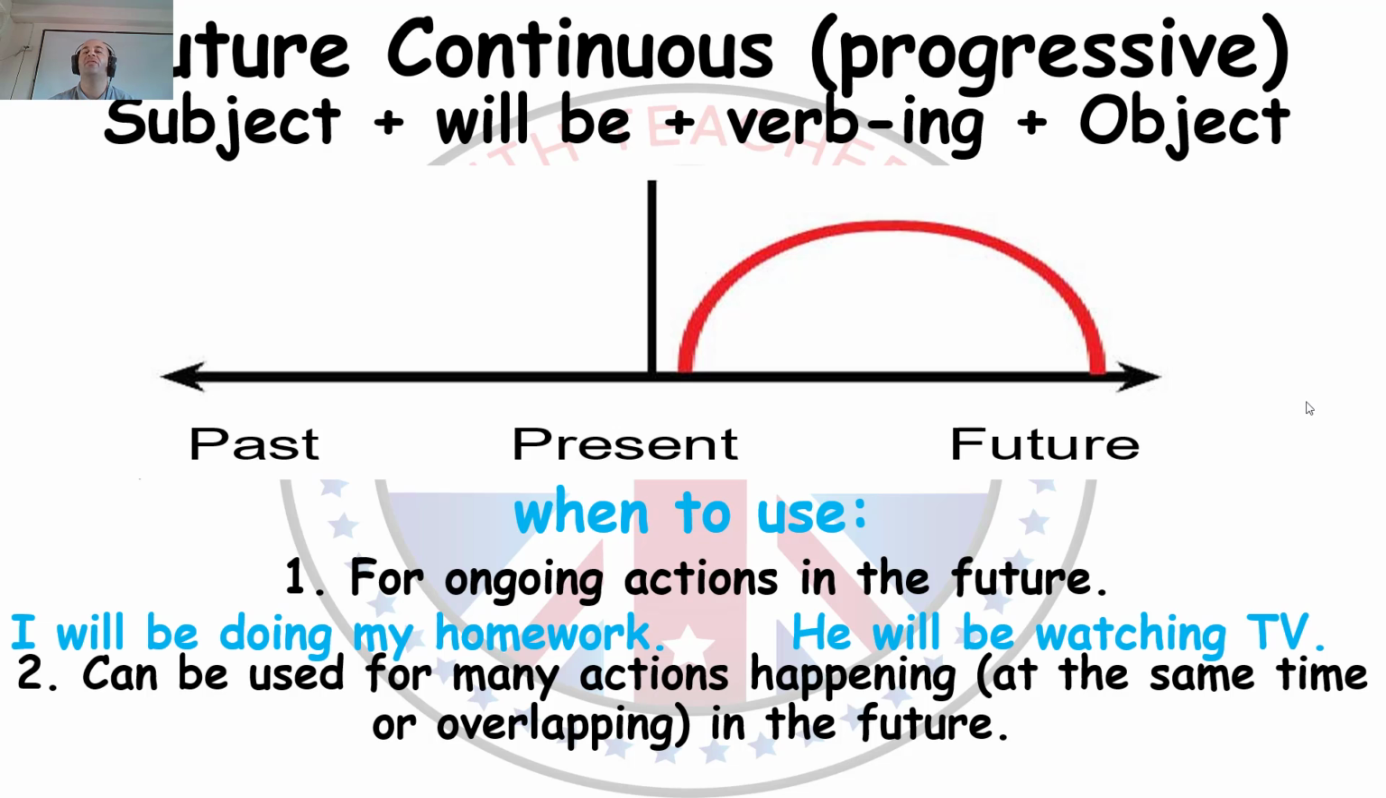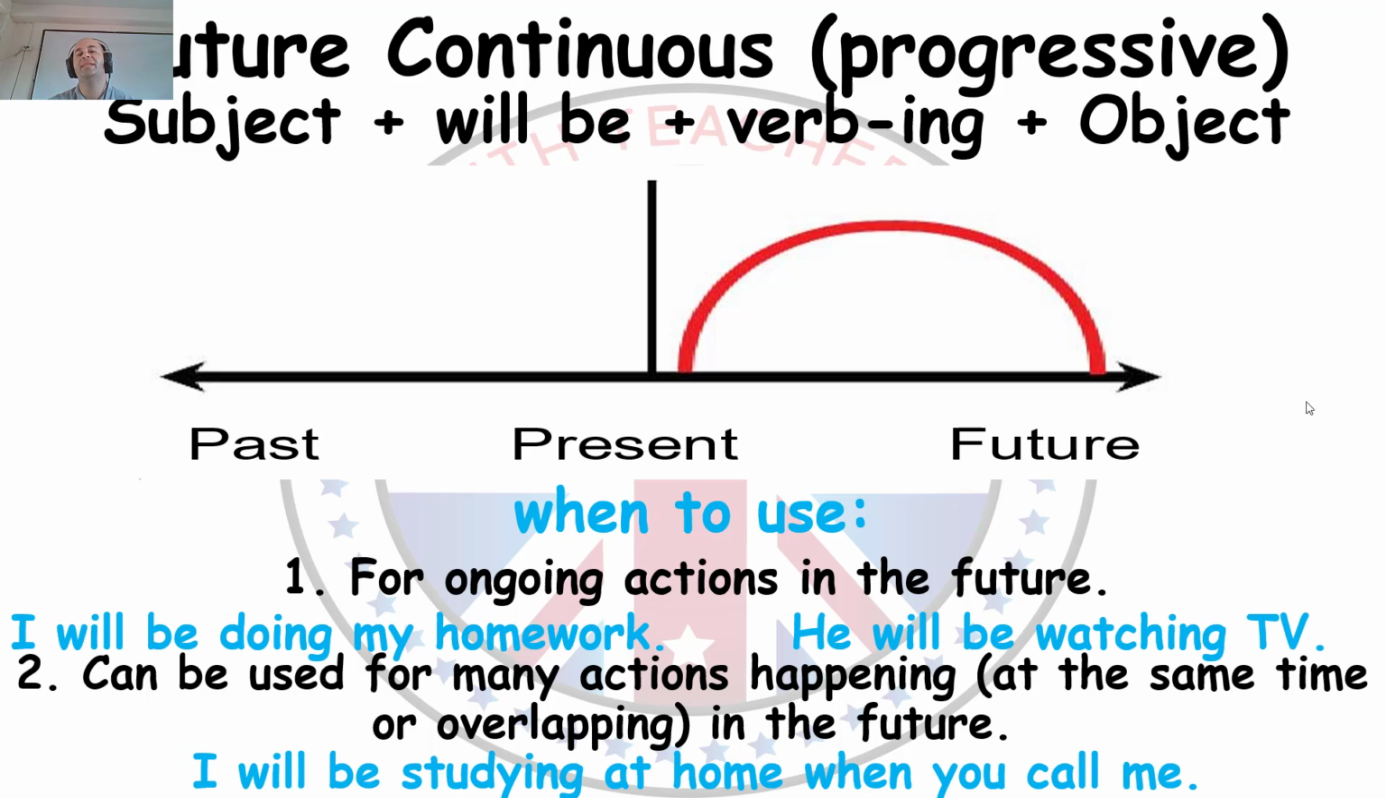Now, it can be used for many actions happening at the same time or overlapping in the future. So it doesn't just have to be one thing, okay? He will be watching TV and they will be something, okay? Example, I will be studying at home when you call me, okay? I'm studying, the phone rings, you've called me, okay? Something like that. We can mix them, okay?